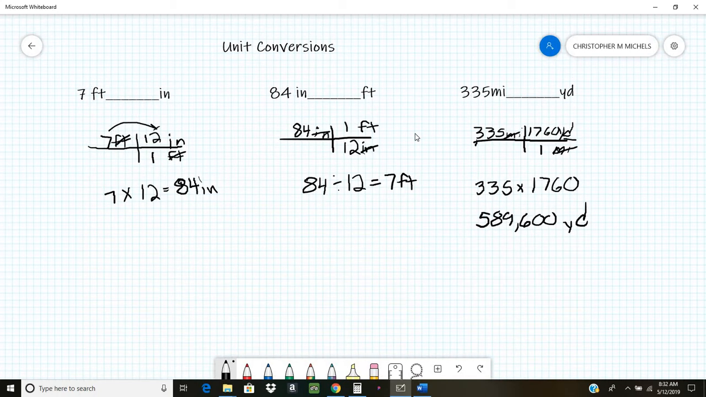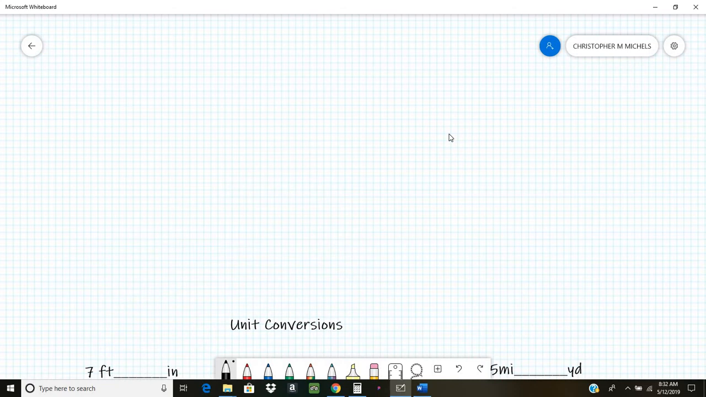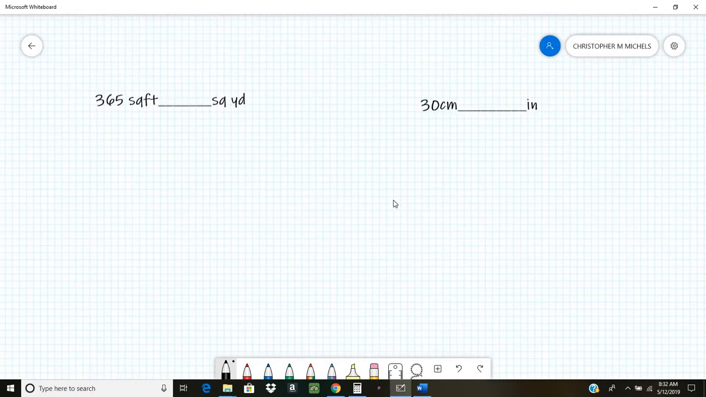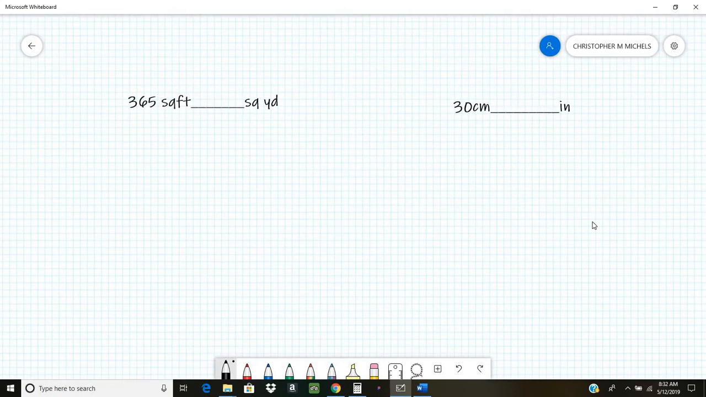I got some more unit conversions hiding up here. Let's see. I'm going all over the spectrum here because it doesn't matter what kind of units you're changing, the process is still the same. On the left side here, I have 365 square feet to square yards. I'd encourage you to pause the video and solve this one before I do the example. Now you've got the setup, just make sure you use the correct units.